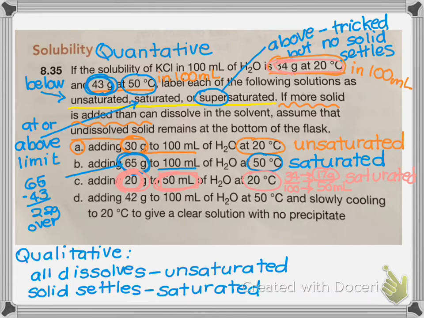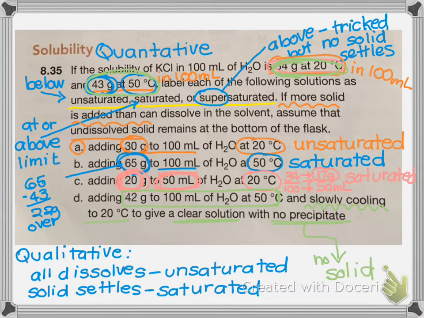Now finally, we have this last question, and you can see there's lots of words. It says you add 42 grams to 100 milliliters at 50. So I could add up to 43. I see it here. So that's fine. It would all dissolve. But then look what I do. I slowly cool it to 20. Okay, well at 20, only 34 grams is possible. But does the extra settle out? No. It gives a clear solution with no precipitate, which is a solid.